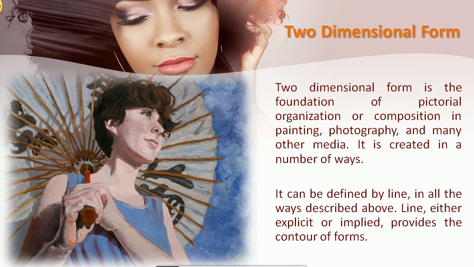Two-dimensional form is the foundation of pictorial organization or composition in painting, photography, and many other media. It is created in a number of ways. It can be defined by line, in all the ways described above. Line, either explicit or implied, provides the contour of forms.